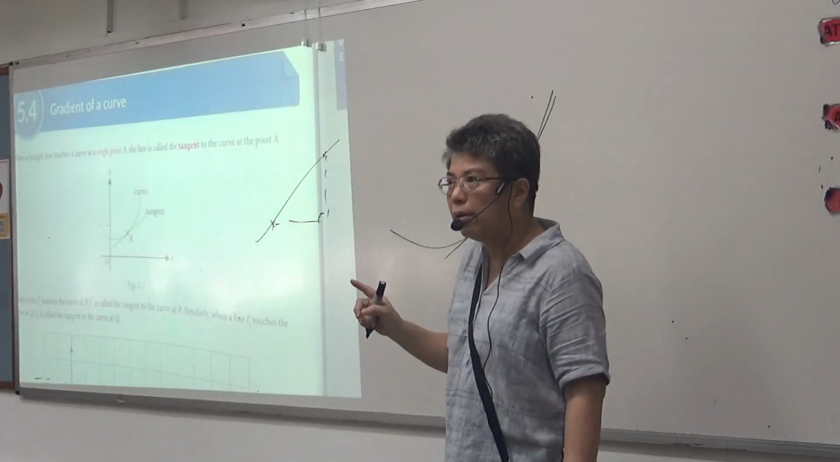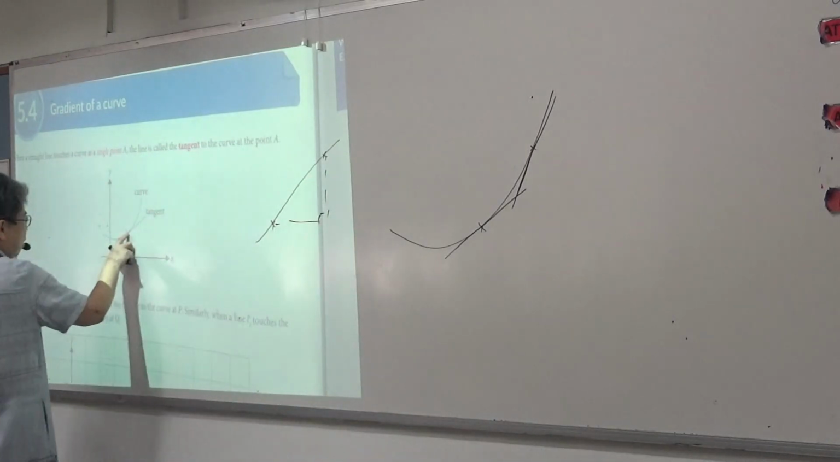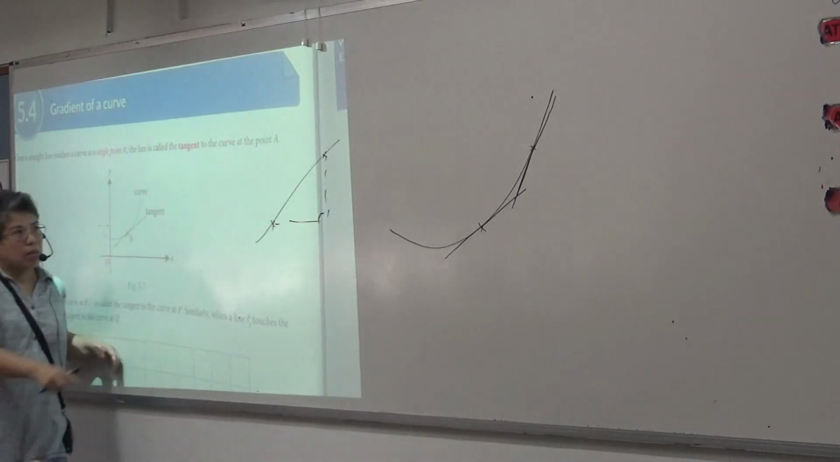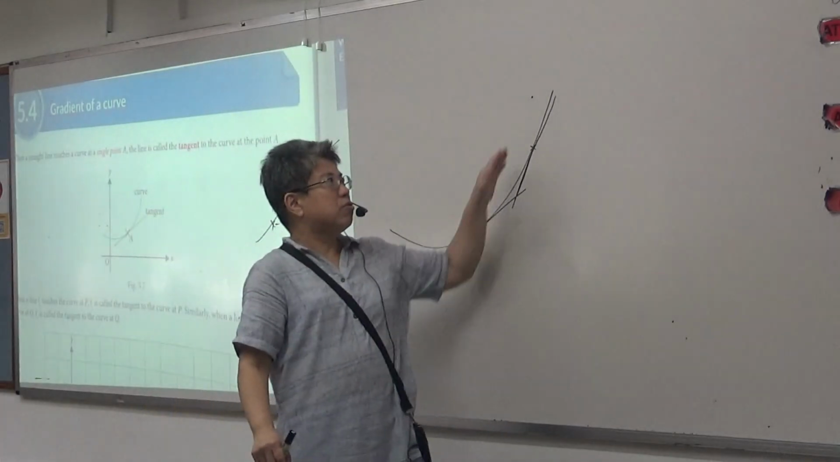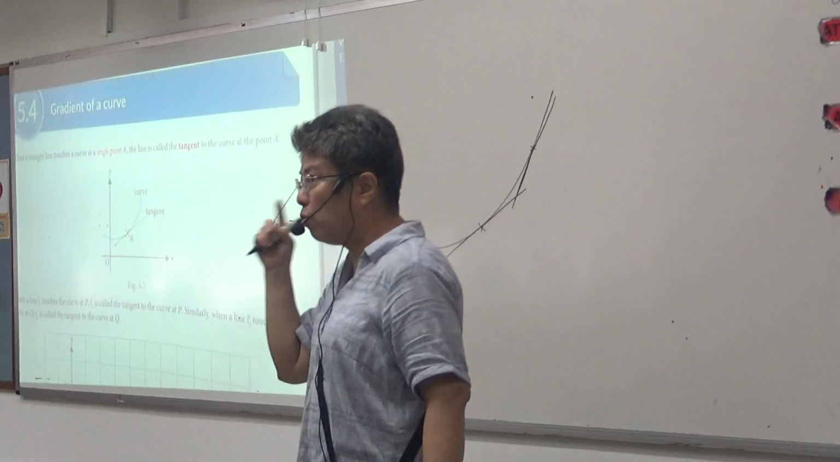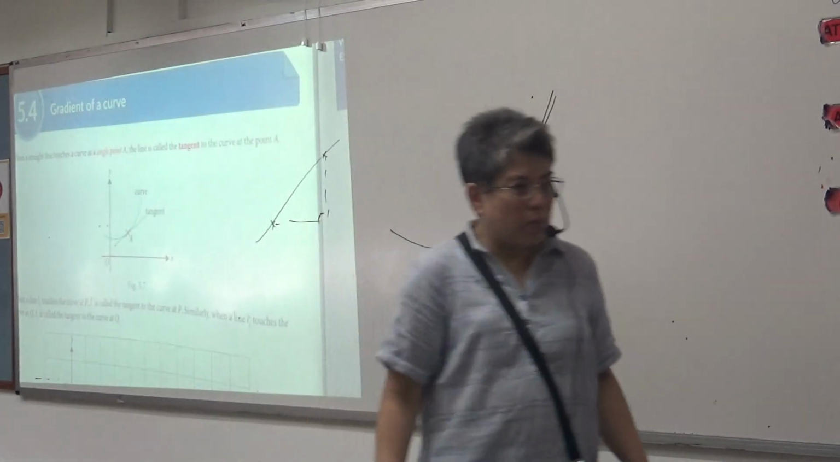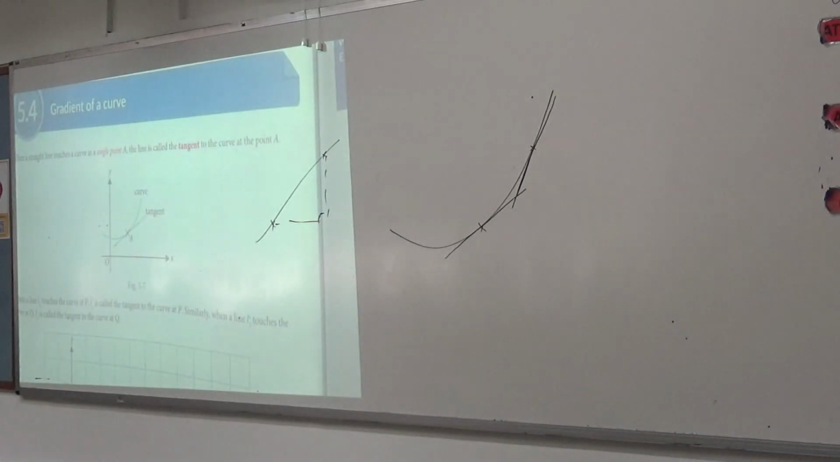So, what do you mean by that? Gradient at a point of a curve. That means if let's say I want at this point, draw a tangent here. I want at this point, you draw the tangent there. Then you find the gradient of that particular straight line. That is the gradient of the curve at that point. Understand?